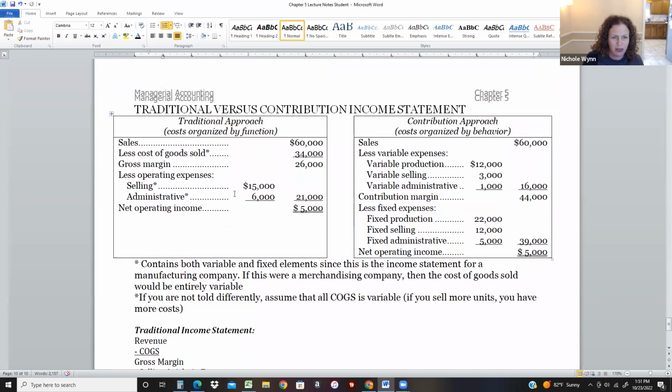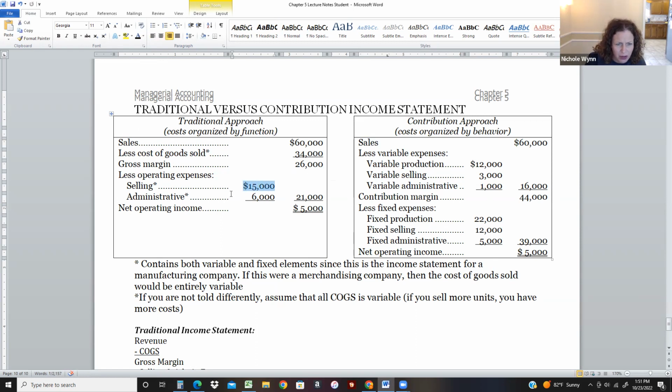And I wanted to show you guys this. This is a traditional income statement compared to a contribution margin income statement. So the traditional income statement versus the contribution margin income statement is basically taking your numbers and dividing them up as either variable or fixed. Because a contribution margin income statement is revenue minus variable cost is contribution margin minus fixed cost is net income. Whereas traditionally we do COGS and selling and admin to get to net income.